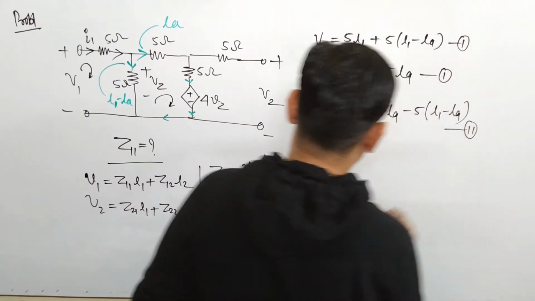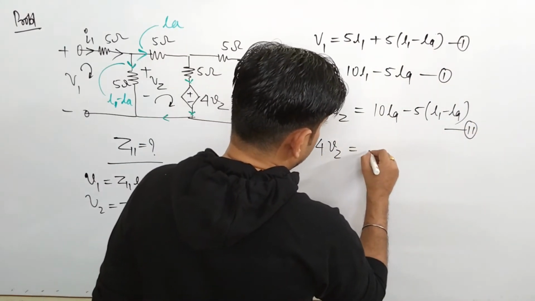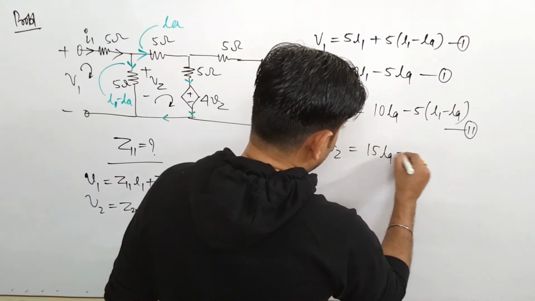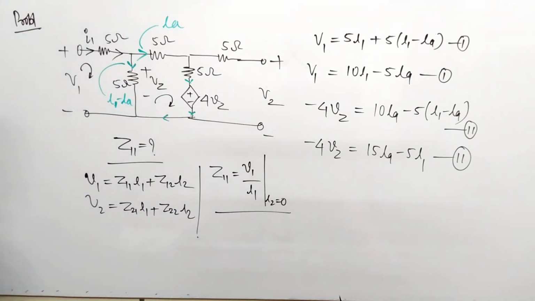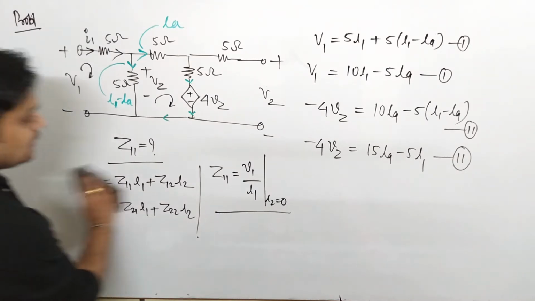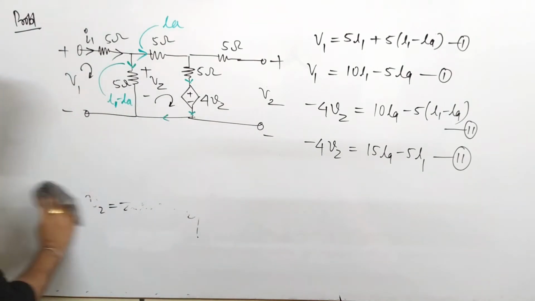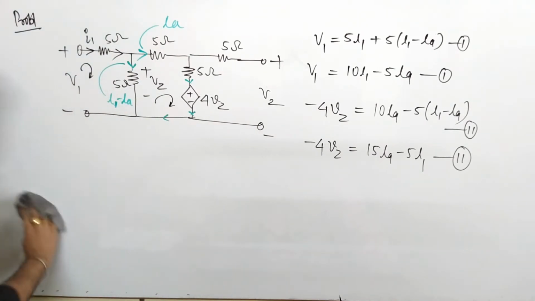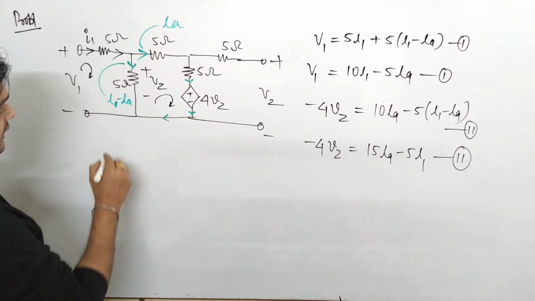Say this is your equation second. So from here you can say that minus of 4VZ is equal to 15 IA minus 5 I1, which is your equation second. Now we have to replace this VZ, and VZ is a dependent source whose dependency is mentioned across the 5 ohm resistance. We have to identify what that dependency is. Just keep in mind, whenever you find a dependent network, that means some dependency is mentioned, and with the help of that only you can solve that problem.